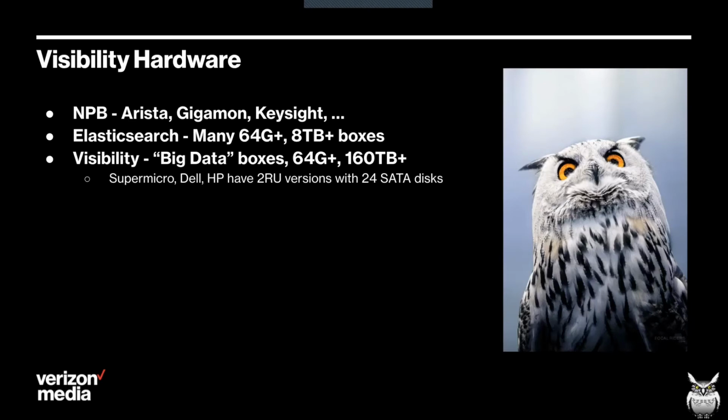And then for visibility boxes, we recommend folks look at what are usually labeled as big data boxes, and you gotta say big data. You want a lot of memory, a lot of disks. We happen to like 2 RU boxes instead of the 4 RU boxes, just because we can cram more of them into a single rack. We've used Supermicro, Dells, and HPs. All of them have 2 RU versions that can hold at least 24 disks. I have a picture of how that works. It's kind of magical. All of them work great.